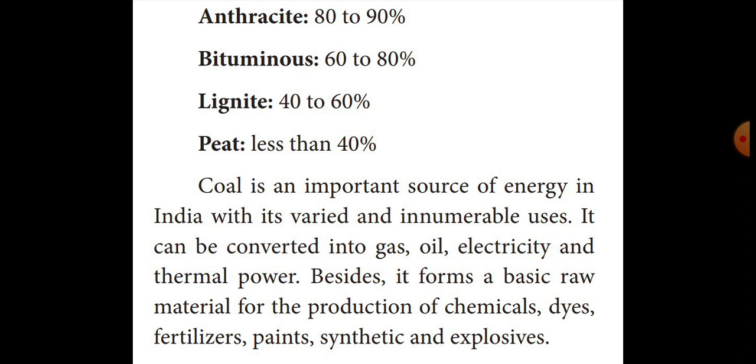Then how much percentage of these particular items are composed in coal? Anthracite: 80 to 90% of anthracite is composed of coal. 60 to 80% of bituminous is composed of coal. 40 to 60% of lignite is composed of coal, and less than 40% of peat is composed of coal.